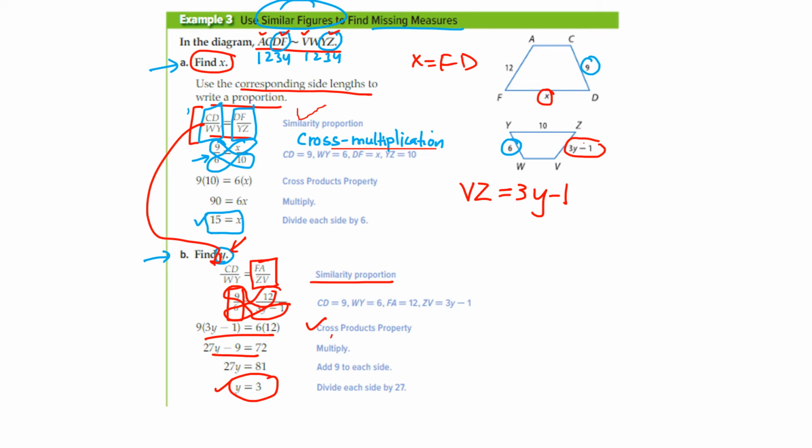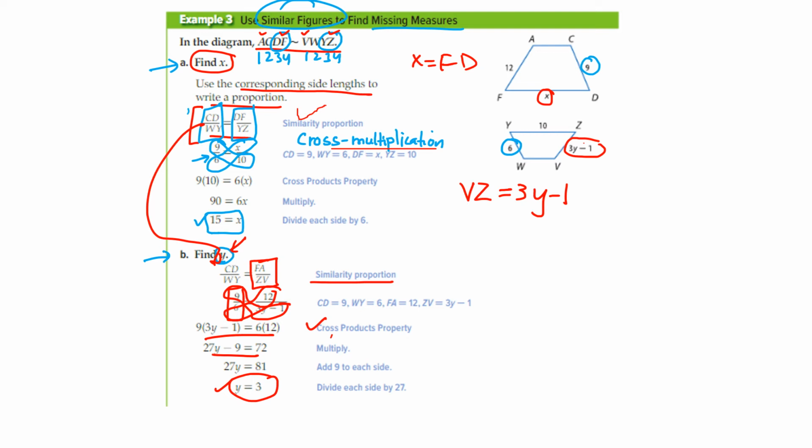So we need CD, CD is given to us, over WY. Why do we take this? Because the two are similar to each other, so the sides are going to be proportional. Both the side lengths are given, so 9 divided by 6 can be done.